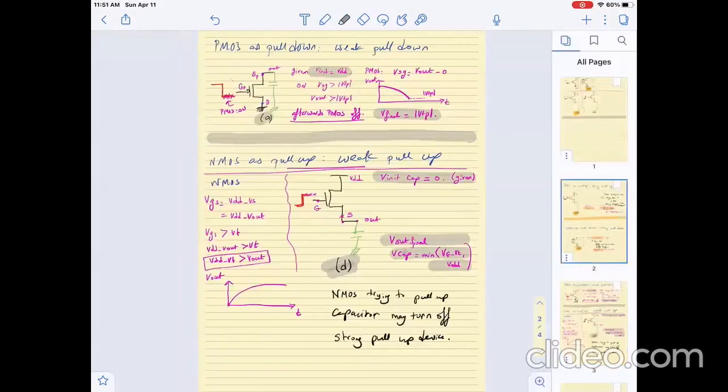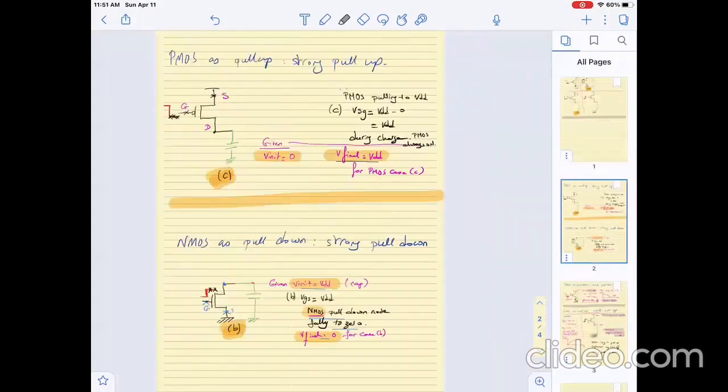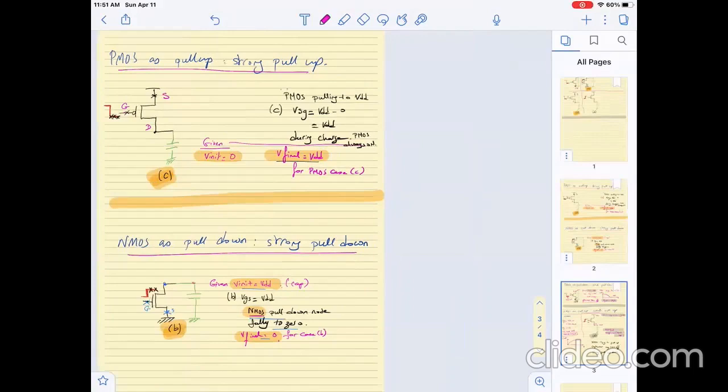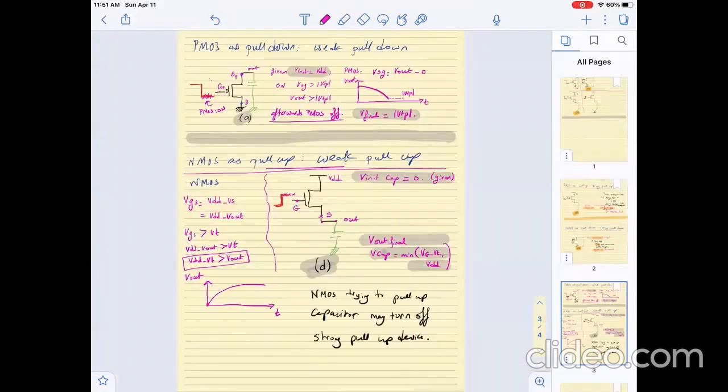Therefore, the PMOS as a pull-up is a strong pull-up, and the NMOS as a pull-down is a strong pull-down, where V init equal VDD, V final will be 0. And the PMOS as a pull-down will be a weak pull-down. So if V init is VDD, V final will be VTP. And the NMOS as a pull-up will be a weak pull-up. Okay, so V out final will be probably VDD minus VT, or the minimum of VG minus VT and VDD.